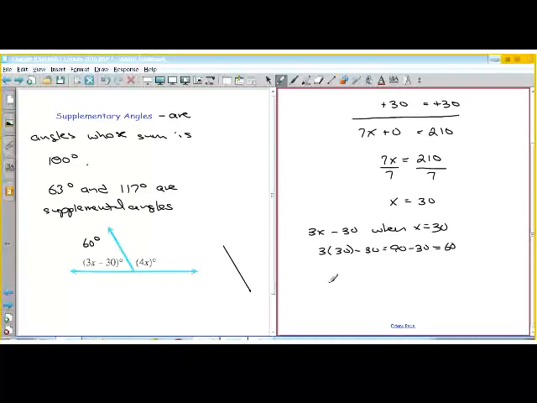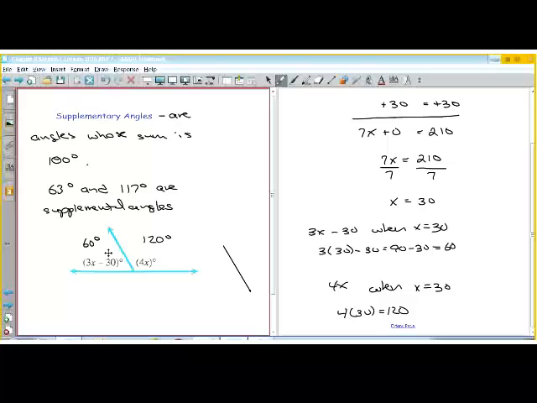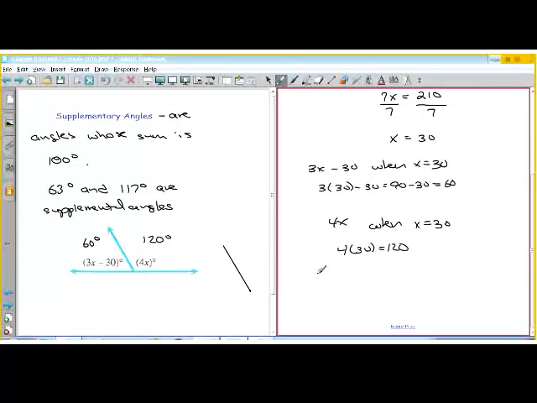And the second angle, there's two ways you can do it. You could use the equation for 4x when x equals 30, which would give you 4 times 30, which is 120. Or you could just say, well, if this is 60, then this has to be 180 minus 60, so the sum. So it's either way. We could do it that way, or we could say this angle here is 180 minus the other angle, which is still 120. It's the same.